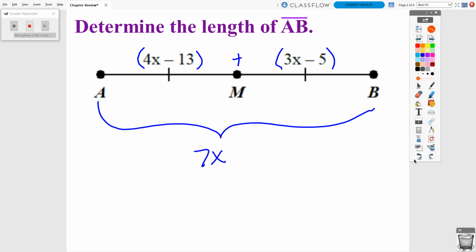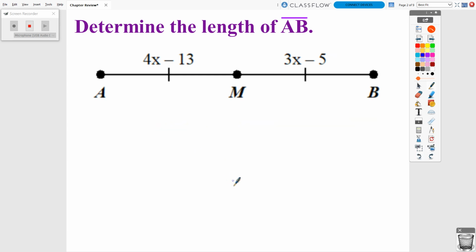I am wanting to know actually how long is segment AB. Now, if I don't know the length of segment AB, I simply just can't use the segment addition postulate to take little segment plus little segment equals big segment, because I don't have a value for the big segment. I don't know how long segment AB is as a number, nor do I have an algebraic expression for its length, like I do for these two smaller segments.